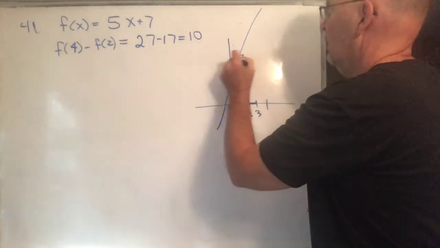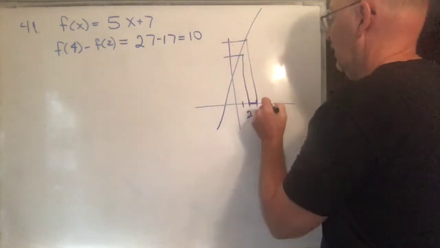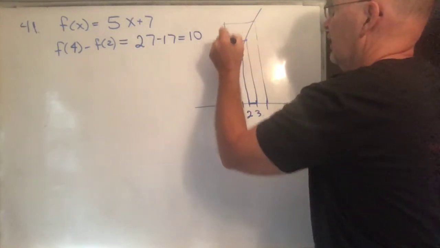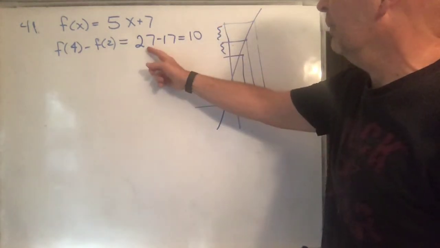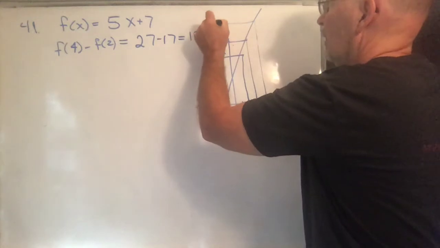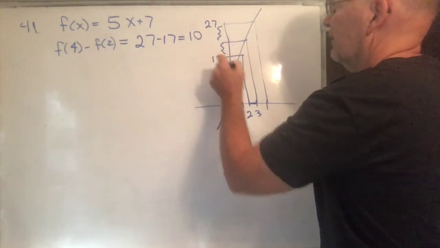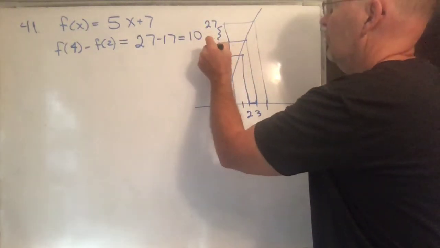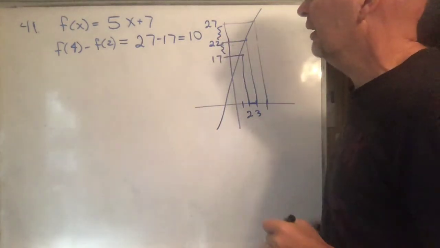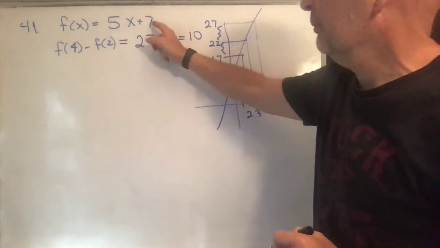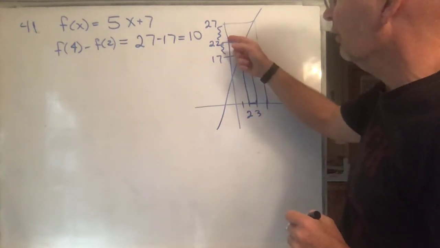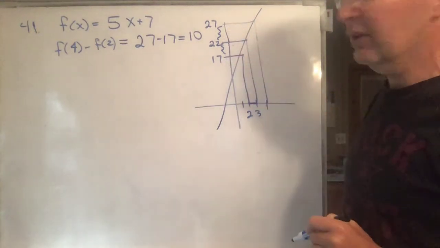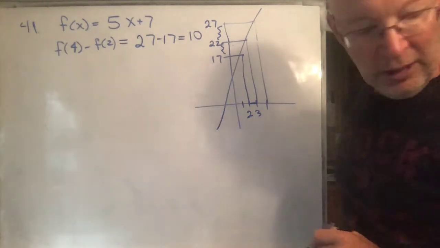Here's f of 2, here's f of 3, there's f of 4, and each one of those gave you 5 more, so it was a total of 10, which you get by taking 27 minus 17. This would have been a 22 right there when you put in a 3. 3 times 5 is 15, plus 7 is 22. So every unit you move over, the function goes 5 units up. Okay, so that's that one.